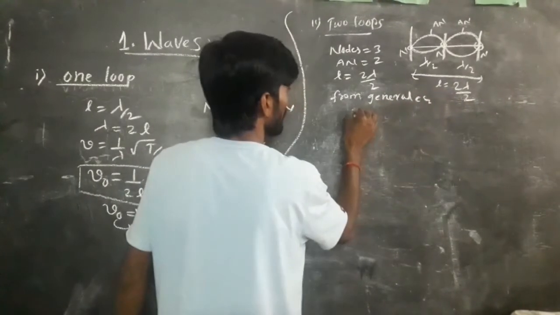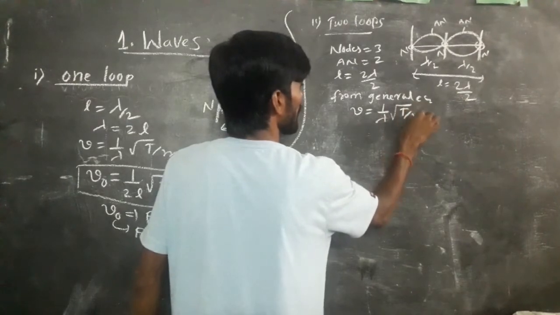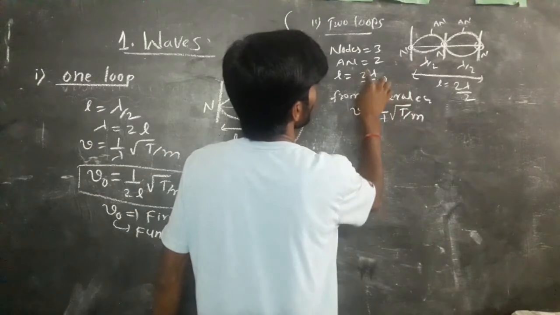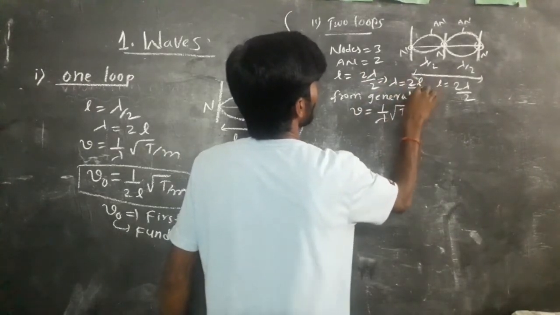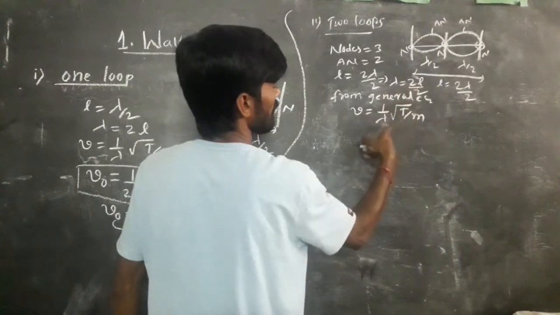What is the general equation? Mu is equal to 1 by lambda into under root d by l. Now the lambda value is there. L is equal to 2 lambda by 2, so lambda is equal to 2l by 2. Now I am substituting this lambda value in this general equation.